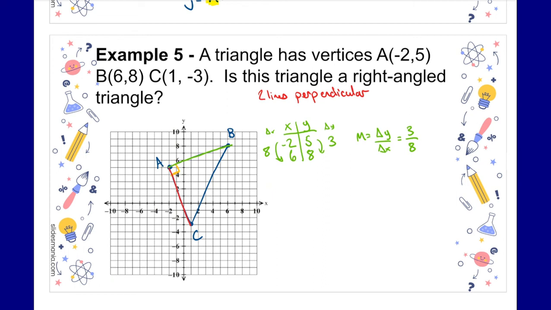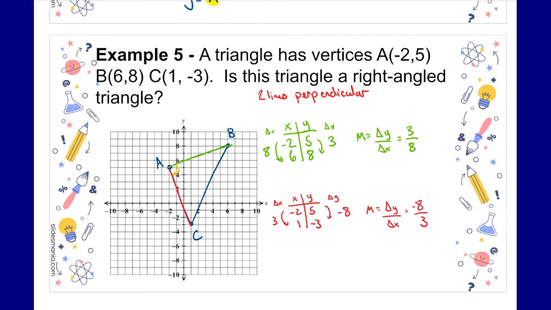So I have one line done. Let's do the other line. Right, so we'll do the red line, AC, x and y. A again is -2, 5, and C is 1, -3. So let's see what we get. Change in y, from 5 to -3, that's -8. And the change in x from -2 to 1 is 3. So for my slope, change in y over change in x, -8 over 3.